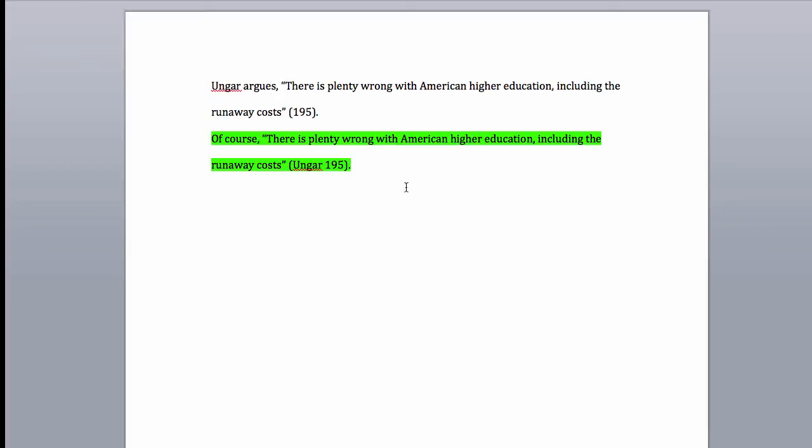If you mention the name here in the attributive tag in your sentence, you do not need to mention the name in your parenthetical citation. If you do not mention the name of the author in your sentence, then you must put the author's name in the parenthetical citation. Simply like that.